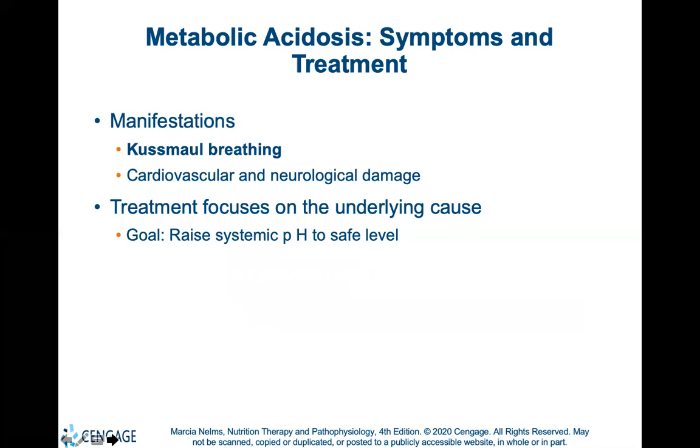Symptoms of metabolic acidosis are not as clear as those of other acid-base disturbances. Changes in respiration include deep labored breaths, which are referred to as Kussmaul breathing. The cardiovascular system is affected by decreased contractility. Treatment is focused on the underlying cause of acidosis. Correcting pH too quickly can cause additional complications. The goal is to raise systemic pH to a safe level.